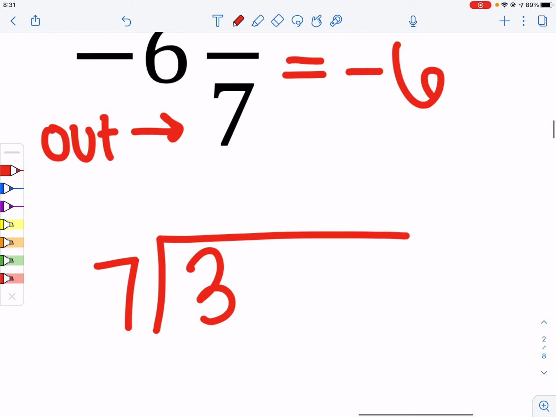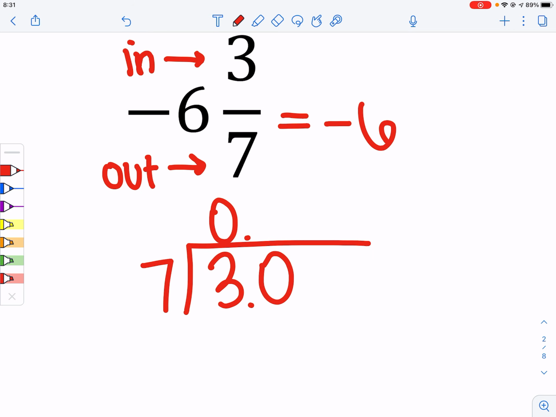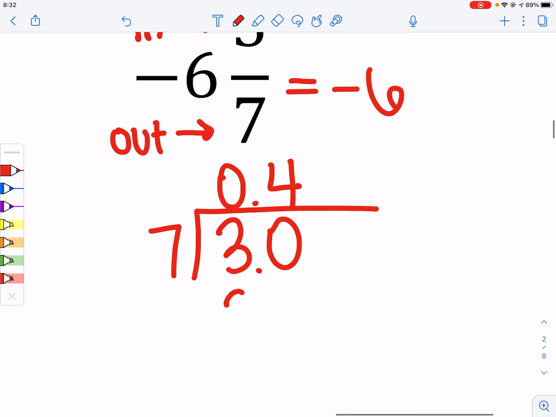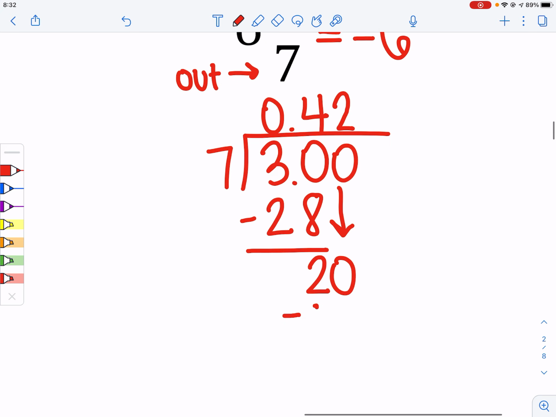All right, so I know that 7 goes into 3 0 times, but my whole number is not really a 0 because I already know it's a negative 6, but that's 0 times, and then I'm going to add a 0. Let's see. 7 times 4 is 28. You're left over with a 2. Bring that down. 7 times 2 is 14. And I know 7 times 3 is 21, and that's too big, so I got 6.